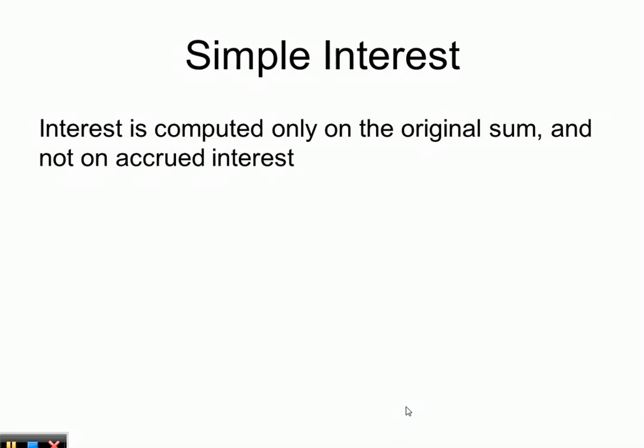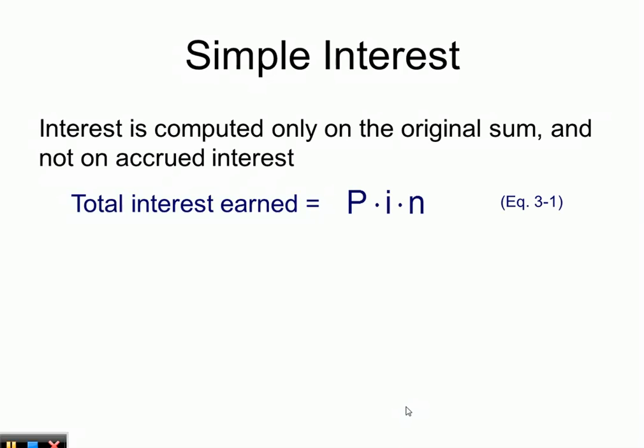So let's talk about two kinds of interest: simple interest and compound interest. Simple interest is not used very often, and that's an interest that is computed only on the original sum and not on accrued interest. So the total interest earned is simply principal multiplied by the interest rate multiplied by the number of periods. Again, this formula is used very rarely because not often do we actually have simple interest used in practice, because with simple interest, the interest does not accrue interest.